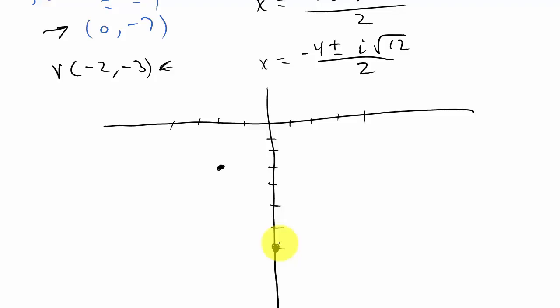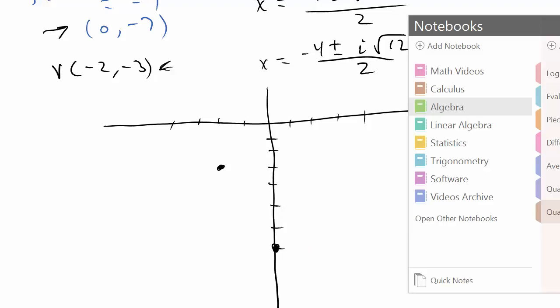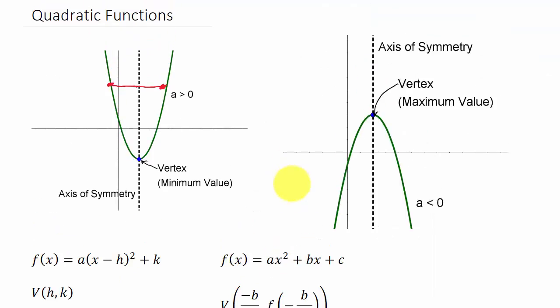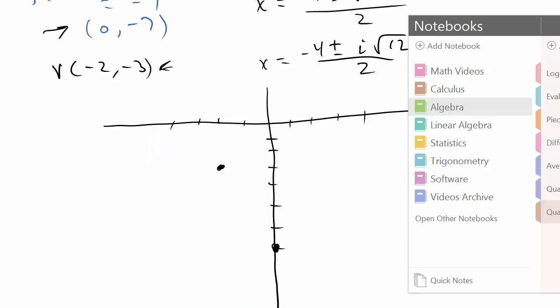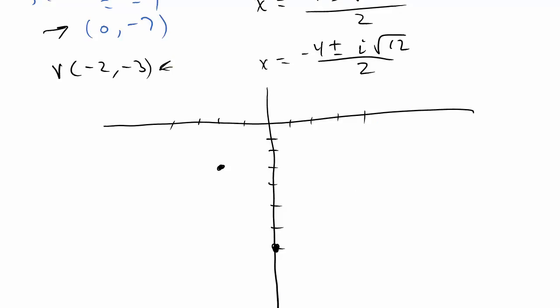All right, so you can see here we only have 2 points. So how are we going to plot this? Well, if you remember, when we talked about it over here, these points are mirror images about the axis of symmetry. So let's draw our axis of symmetry in. That's a vertical line going through the vertex. There's our vertical line going through our vertex.